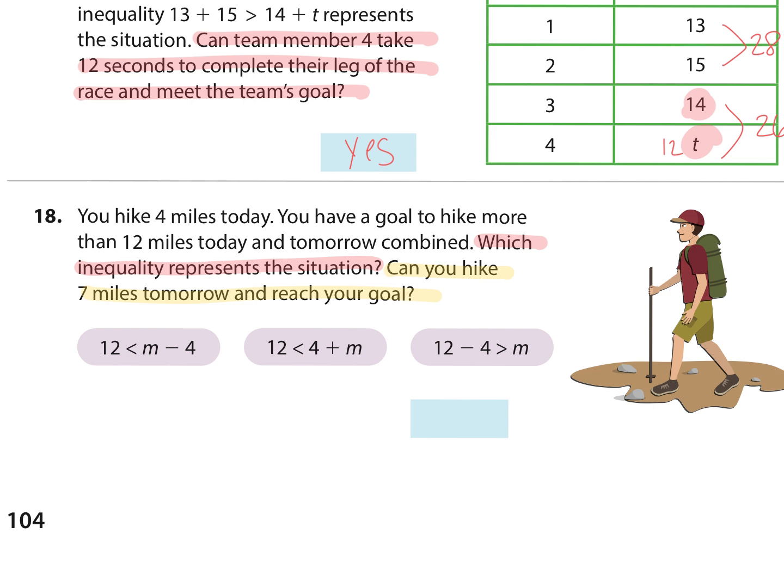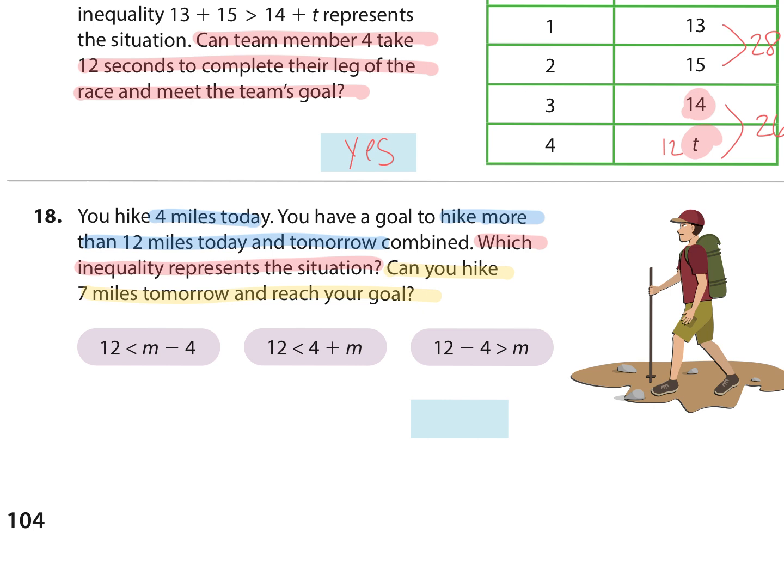Okay. Now, what do I know? I know that I hike 4 miles today, and I have a goal to hike more than 12 miles today and tomorrow. Well, I've already hiked 4 today. And my goal is that I'm going to hike more than 12 miles today and tomorrow. So, which one of these would represent that?